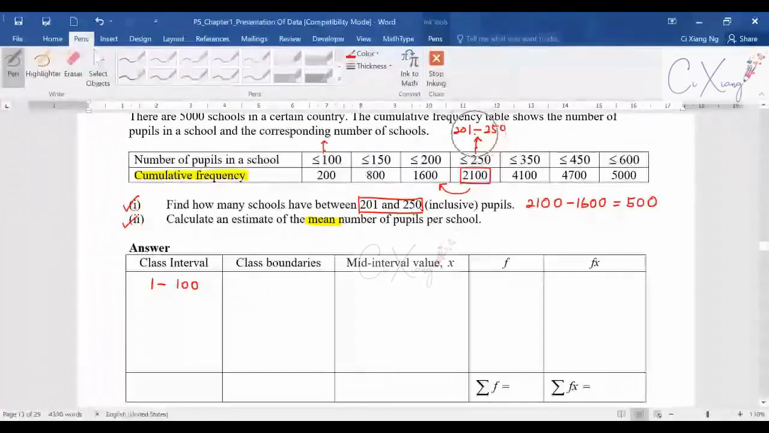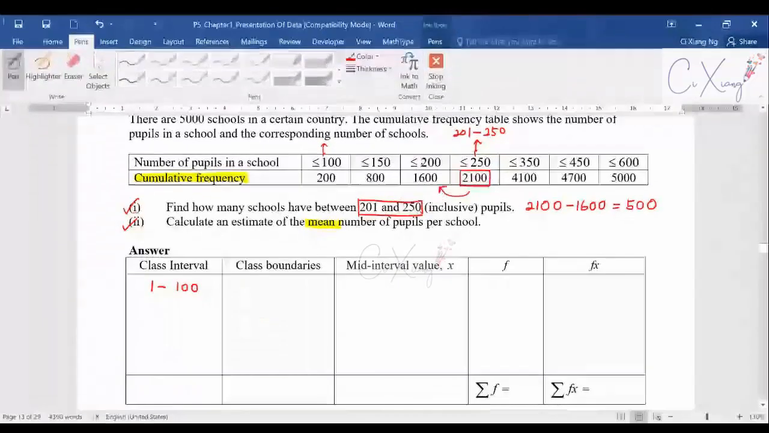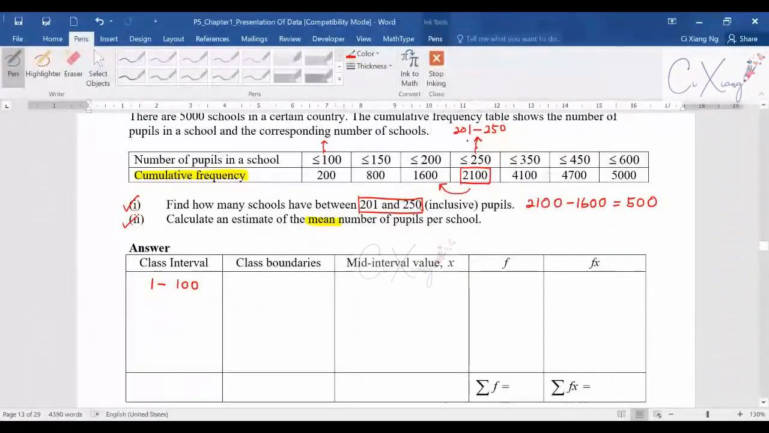Why? Because in this part of the question, they tell you that they start from 201. Okay, because 200 belongs to the previous class. So you should start from 201. Same thing happens here, you should start from 101. Then how about for this one? For the second class, it should be 101 until 150. You cannot start from 100. Why? Because the 100 is included in the previous class.